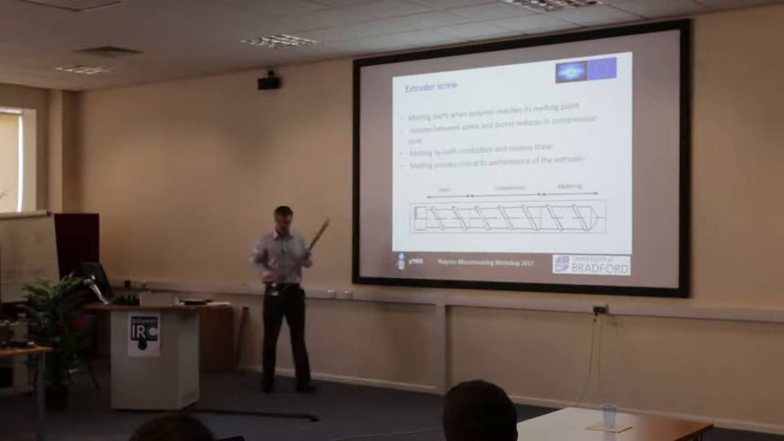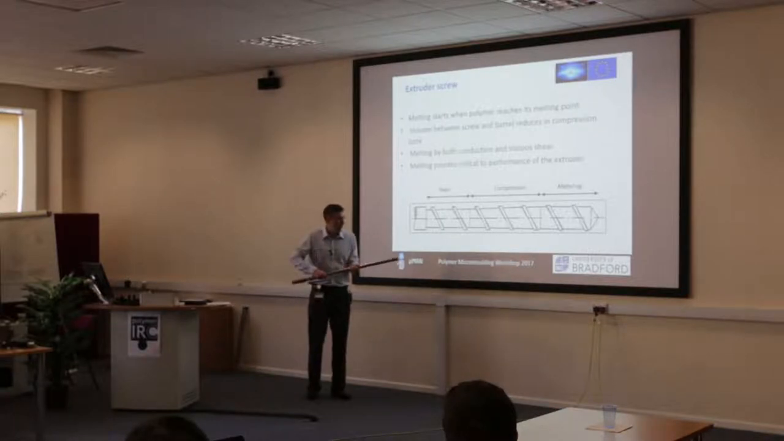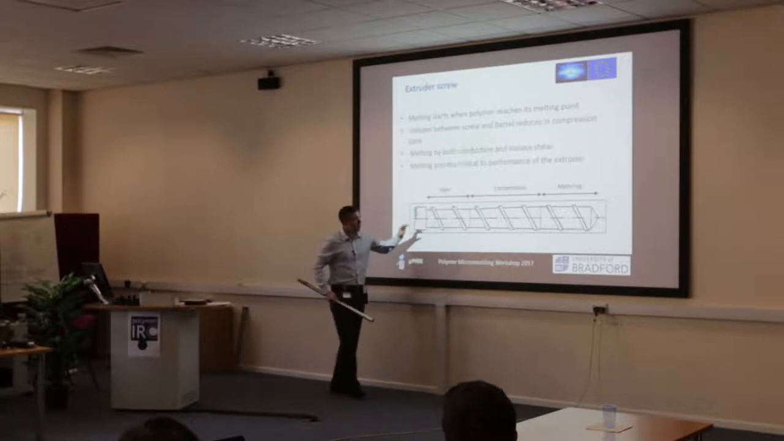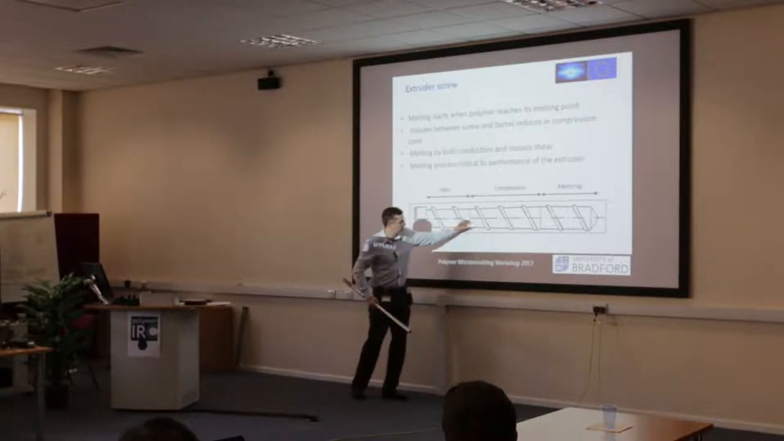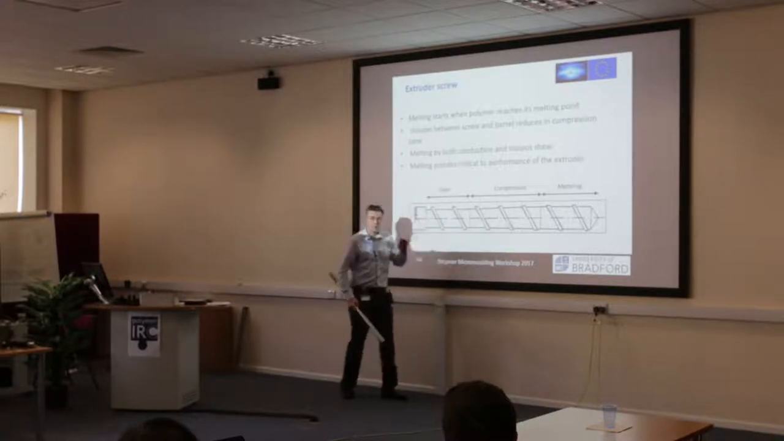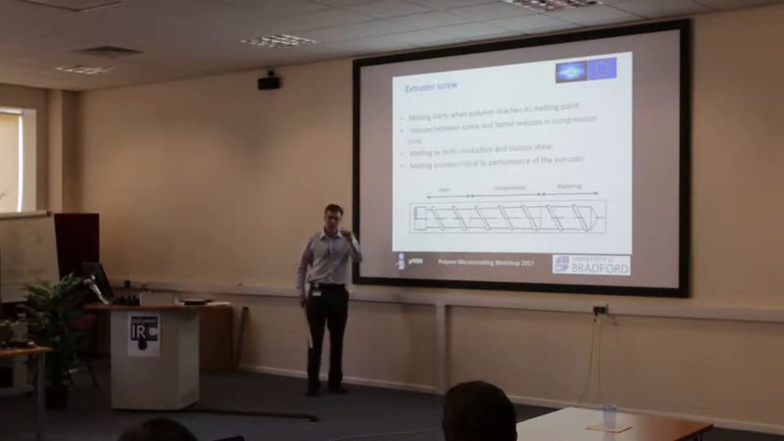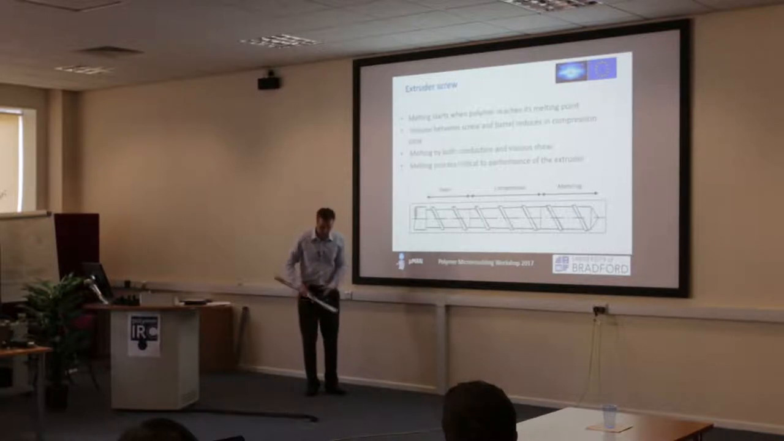We've got an extruder screw here that I can pass around. As you can see, schematically, we've blown that up a bit there, so we've accentuated what actually happens in this region. The root of the screw in the compression region gets bigger, so the gap between the screw and the barrel wall gets smaller. And that's what's giving the compression to the polymer and helping to melt it.